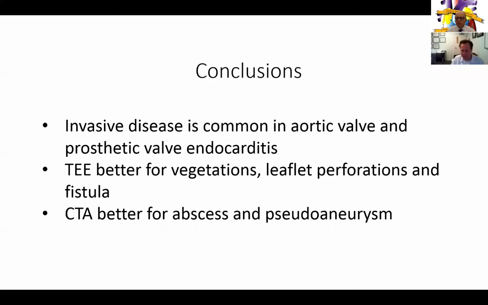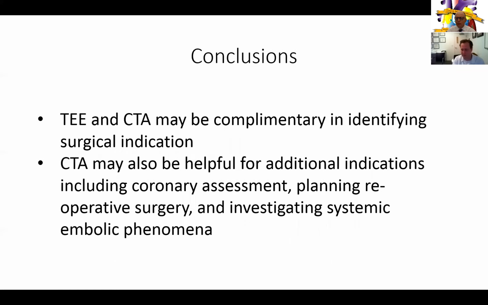As a general comment, TEE is better for vegetations, leaflet perforations, and visualizing fistulae, whereas CTA is better for the invasive complications of abscess and pseudoaneurysm. In certain situations, these modalities may be complementary, and a lot of these decisions can be individualized.